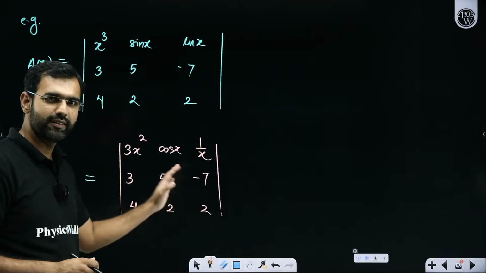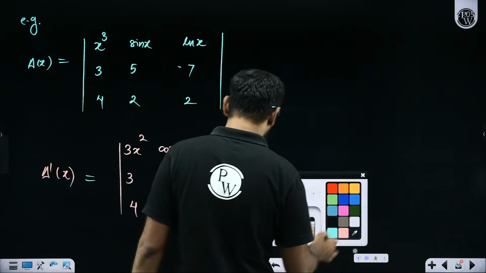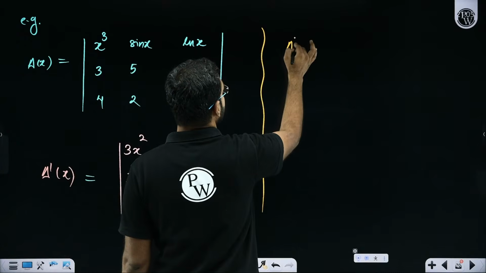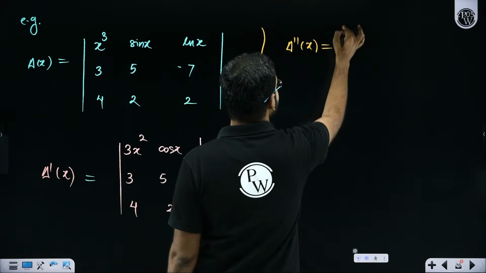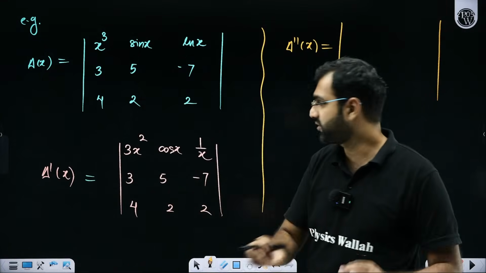So everybody got this? Any confusions, if you have, please ask. Now coming back to one more idea: we are not interested in delta dash x, we are interested in delta double dash x. So I think we have the answer now. You really don't have to follow that whole process. You just differentiate the first row.